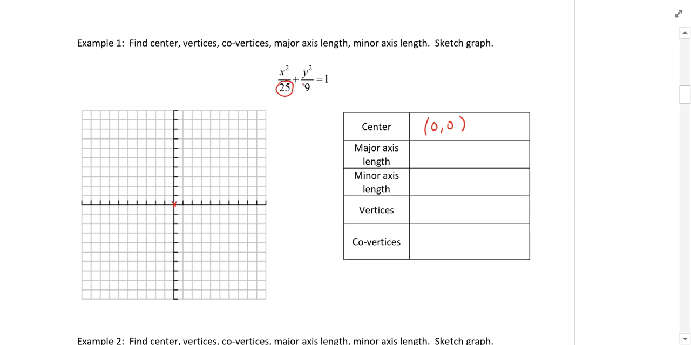Now these denominators are going to tell me how far to go, but I'm not going to head 25. I'm actually going to head the square root of that, or 5. So I'm going to head 5 in each direction. So that's telling me that the longer radius, 1, 2, 3, 4, 5, sorry, the longer radius is 5. So if the longer radius is 5, the major axis length is 10.